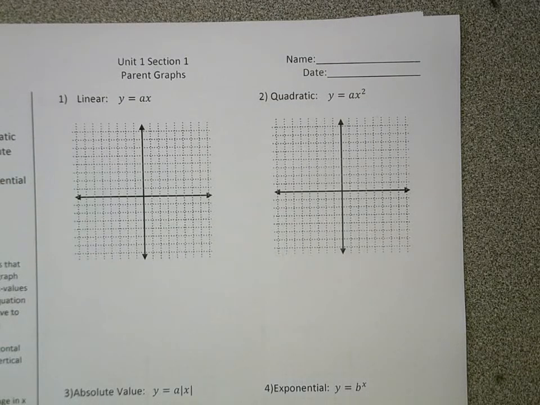So starting us off here with Unit 1, Section 1, Parent Graphs, we're just going to do the first piece today. We're going to start with the first four, just basic graphs. The first one is a linear graph, y equals a to the x power. That a could be anything. Could be a number, could be a fraction, could be positive, could be negative.